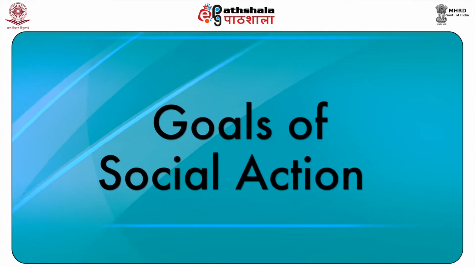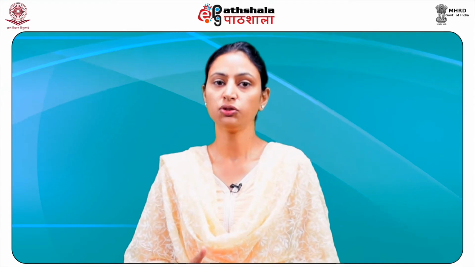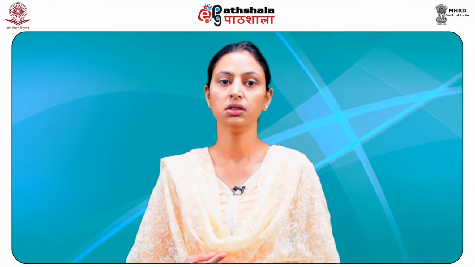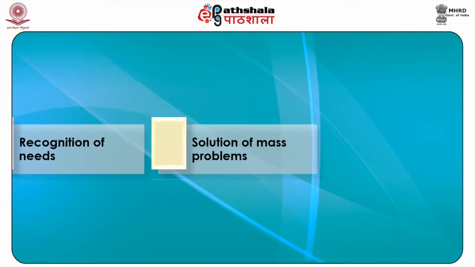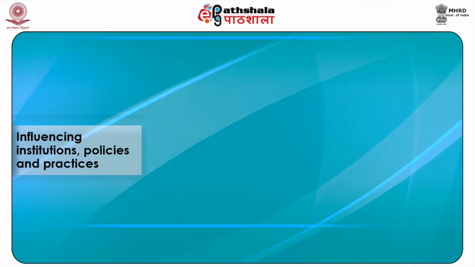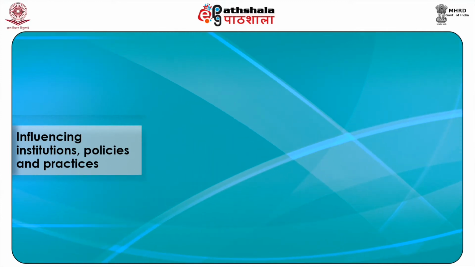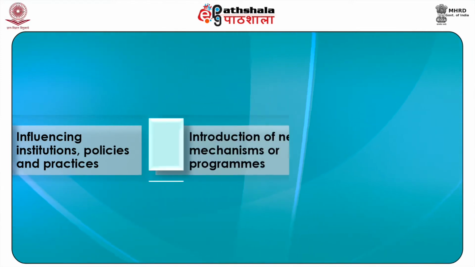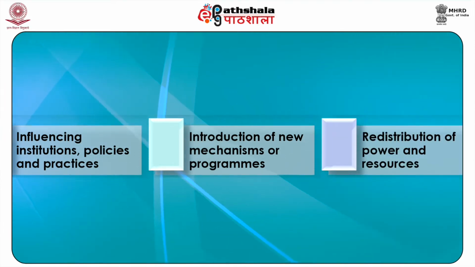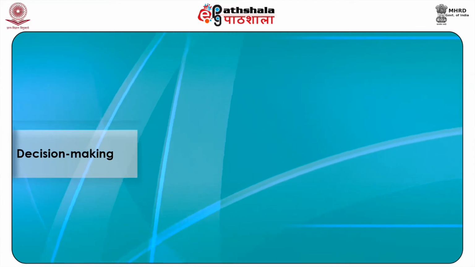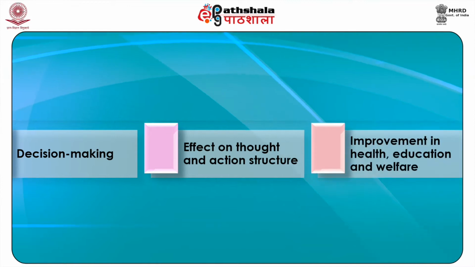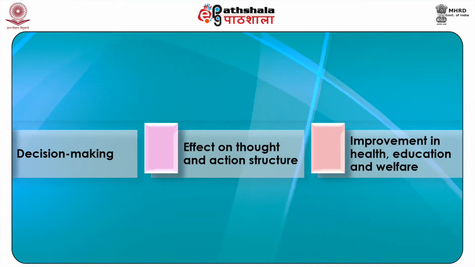Goals of social action. Mishra, 1922, has identified the following goals of social action. Number 1, recognition of needs; solution of mass problems; improvement in mass conditions; influencing institutions, policies and practices; introduction of new mechanisms or programs; redistribution of power and resources; decision making; effect on thought and action structure; improvement in health, education and welfare.